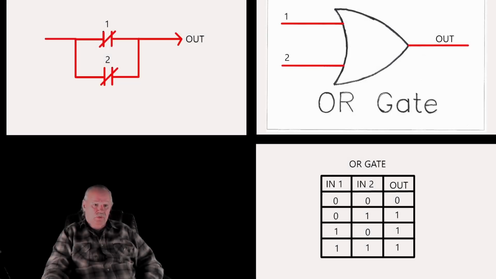Line 4 of the OR gate truth table says that input 1 is high, input 2 is high, and the output is also high, which of course makes sense. If both of those contacts are made, then we will most assuredly have an output.